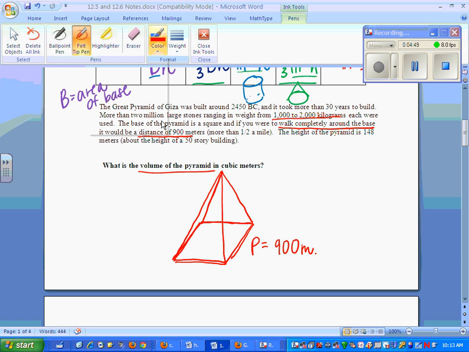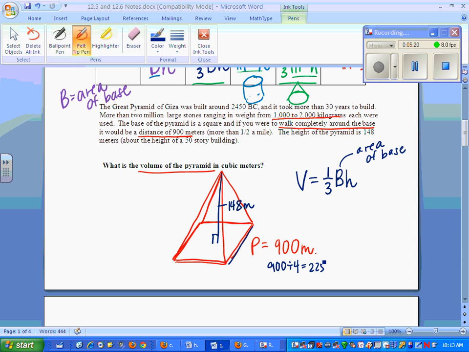So when we talk about height, we're not talking about slant height here unless it specifically says slant height. The height is going to be 148 meters. So if we want volume, a pyramid is 1/3 base times height. Remember, B is the area of the base. Now my base is not 900. I'm going to figure out each side by taking 900 divided by 4, which is 225. So now each side is 225 units. It is a square, so to find the area of a square, I'm going to take 225 squared.